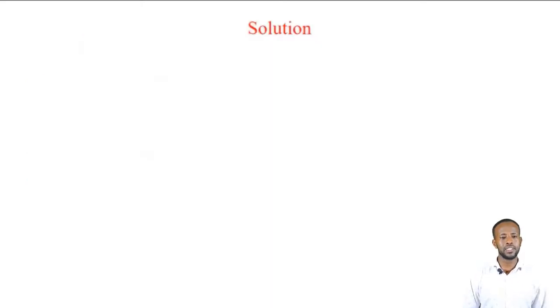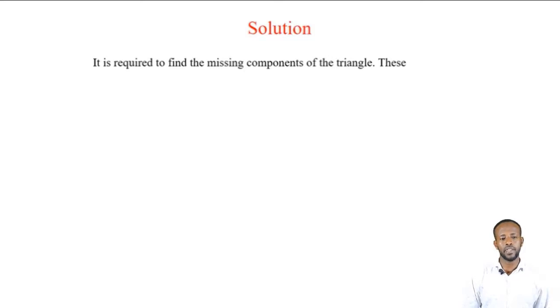Now, let us see the solution. It is required to find the missing components of the triangle. What are the missing components? What are the elements that we want to find? How many things are we given? How many things don't we have and must find?